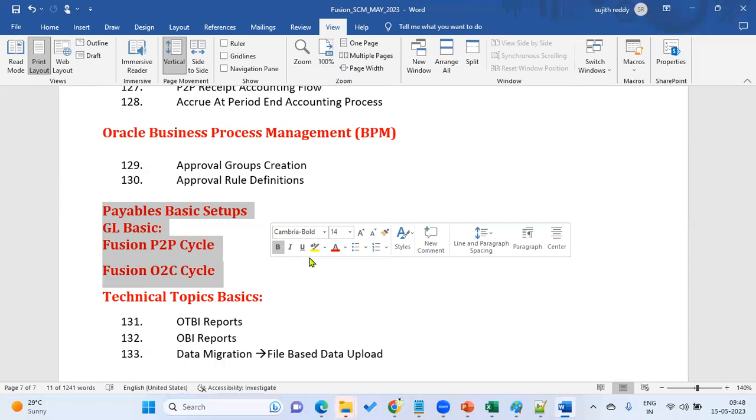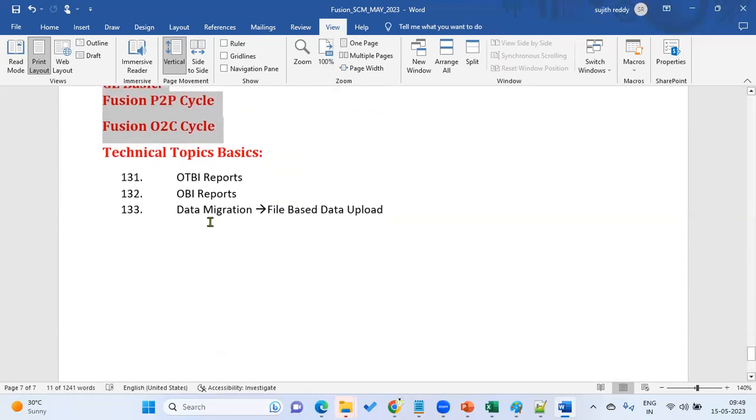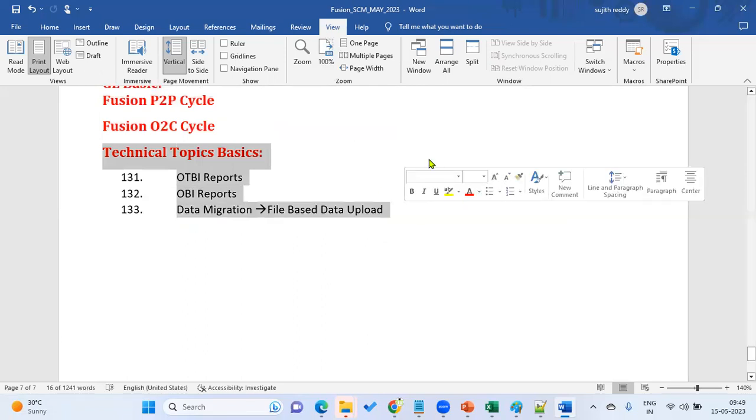We don't enter into the setups. We'll just talk about only the flow of that module. That's sufficient for us, because our strength is expected from the supply chain management point of view, not from the finance point of view. And we'll have a basic idea about the technical part, how to build the reports and how to upload the data migrations. This is all we are going to discuss.